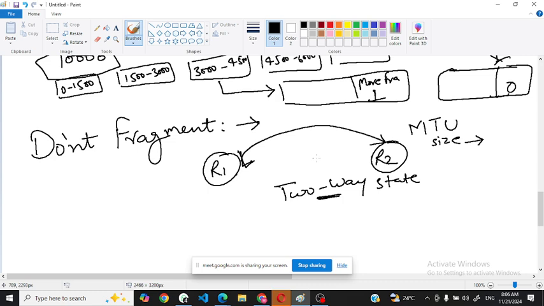Will there be any negotiation between them? No. They will not send their database table and routing table. They will not exchange their routing table and database table with each other if the MTU size is not the same.